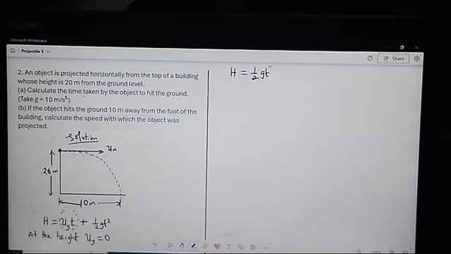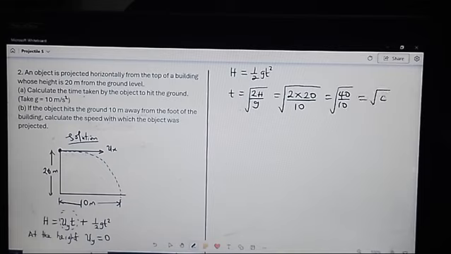If you rearrange, t will be equal to the square root of 2h over g. So our h is 20, so we say the square root of 2 times 20 all over 10, which is 40 over 10. That gives us the square root of 4. So our time is 2 seconds. See how simple it is. So the time taken by the object to hit the ground from the top is 2 seconds.